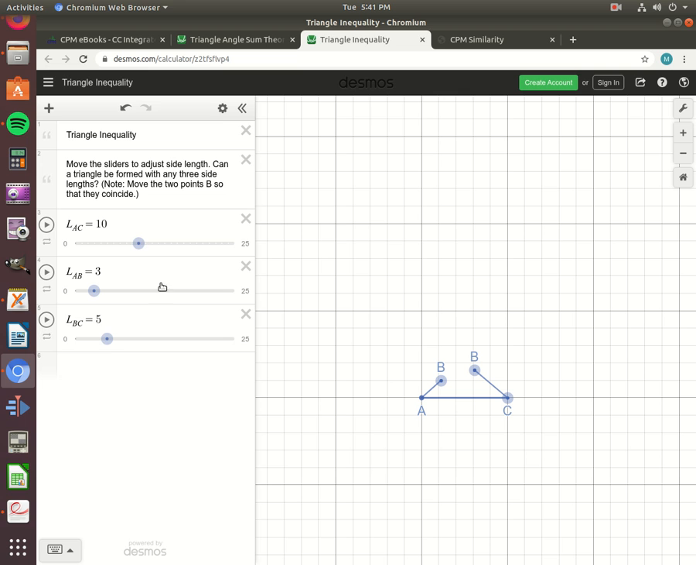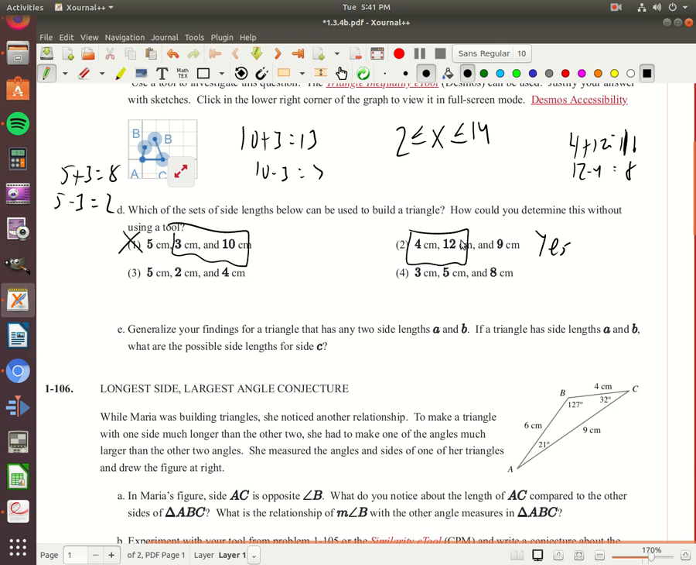So let's go back over here. Again, we'll make that the middle one. We'll make this 4, and we'll make this one 9. And I'm saying this could work. And you can see right there, right off the bat, it pretty much closes. So there you go. That triangle does make sense. The 4, 12, 9 does make sense.